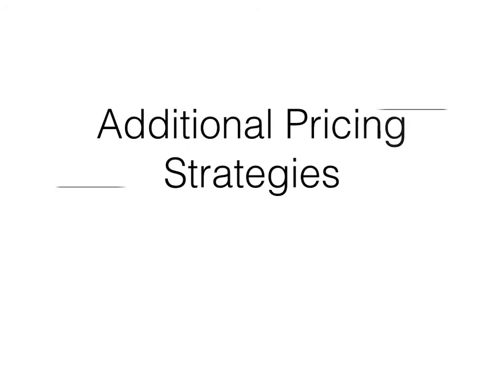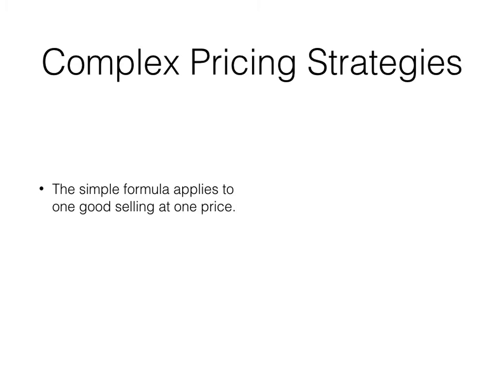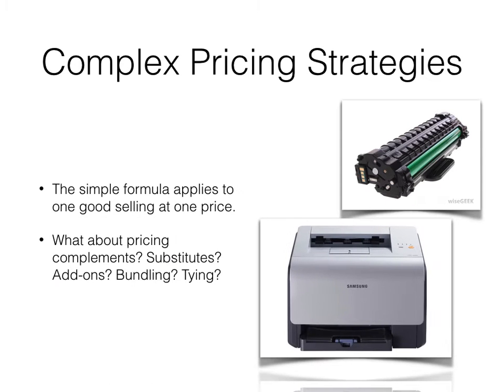Now that we've looked at simple pricing strategies, we're going to look at some additional pricing strategies, some of which are more complex. These occur when you can price things differently, such as pricing complements or substitutes, or when we have add-ons, bundling, and tying. These are simply ways to generate more revenue, so these are good for revenue management.